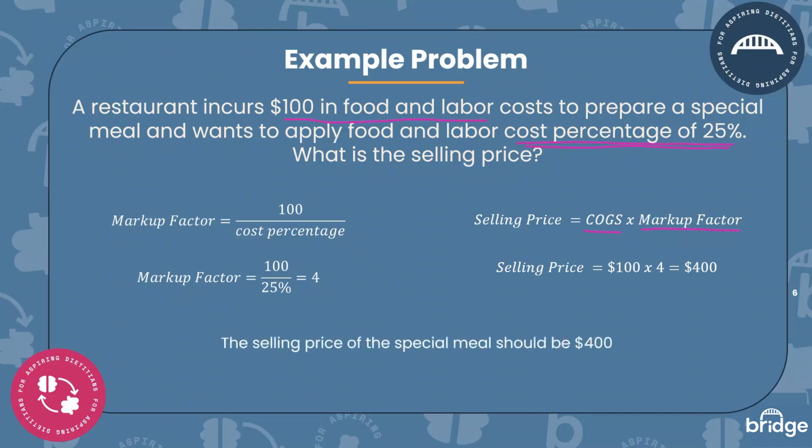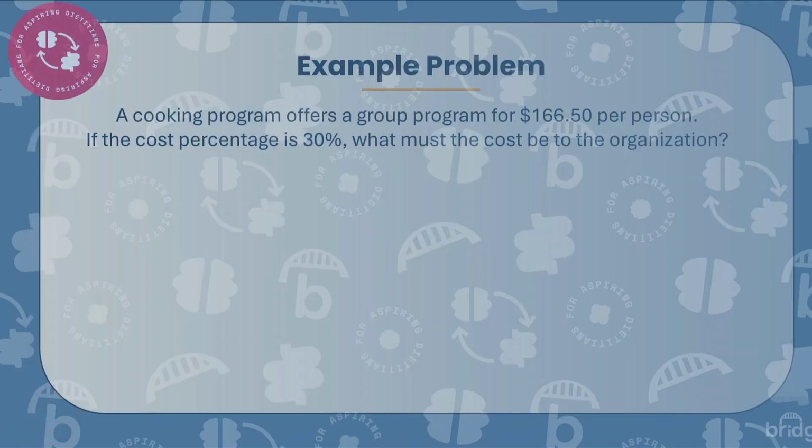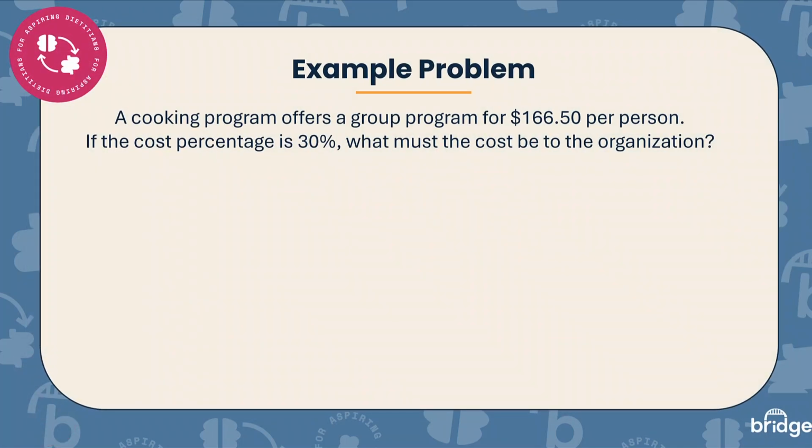Remember that the markup factor is building in our margin. We're covering our costs, and we're making sure we hit the profit target. Let's try another selling price problem, but this one actually gives you the price up front. We're told a cooking program sells for $166.50 per person, and that the cost percentage is 30%.